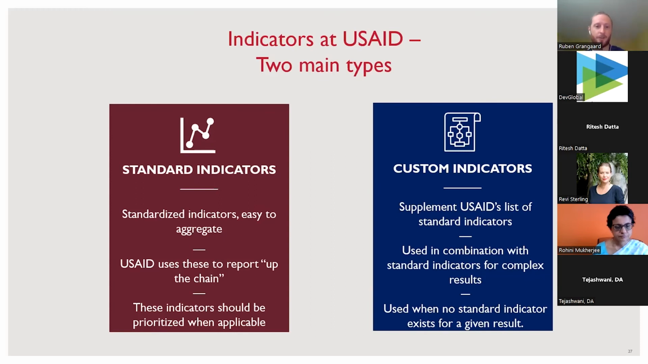And then in addition to that, you have custom indicators, which supplement USAID's list of standard indicators. It's often used in combination with standard indicators for more complex results. When it's something that you need to look at from multiple different angles, you often add in custom indicators to better understand whether or not you're achieving a result that is quite complex. And of course, custom indicators are used when no standard indicator exists for a given result.